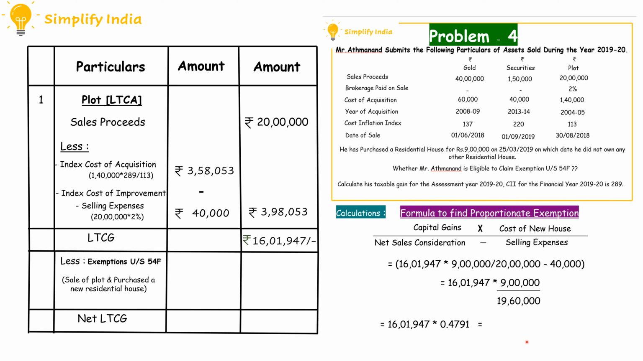the amount rupees 7,35,588, which we have to write in the outer column of the exemption, and when we deduct this exemption amount from the long-term capital gain, we will get a net long-term capital gain of rupees 8,66,359.